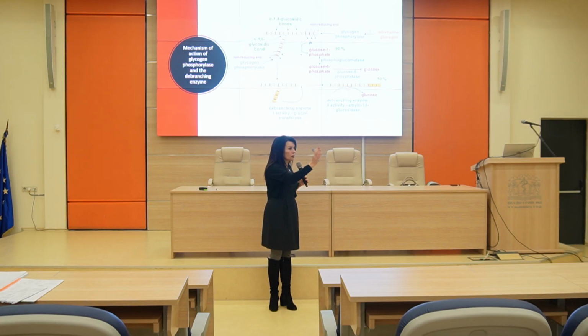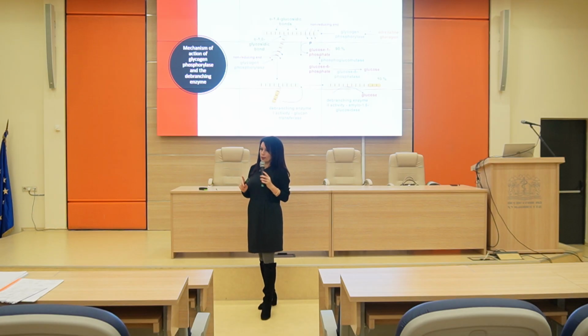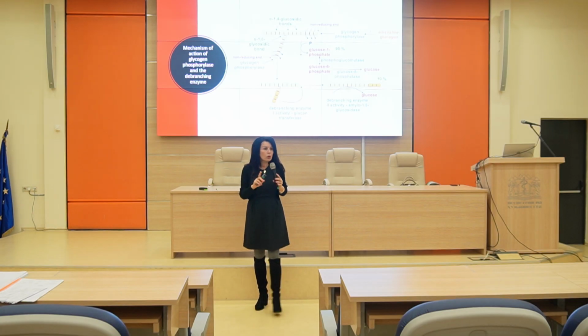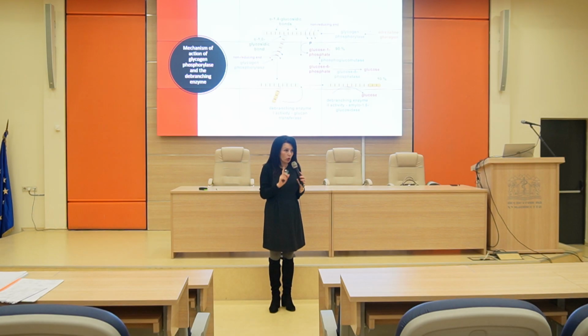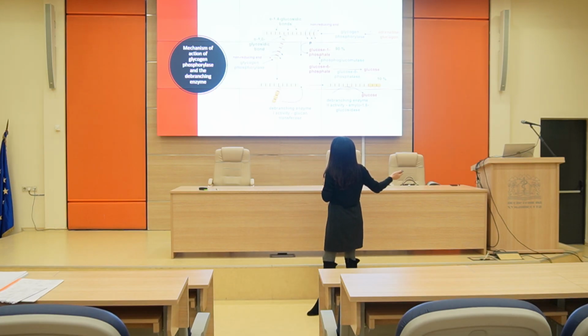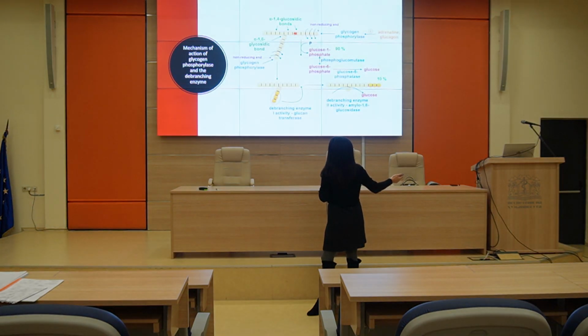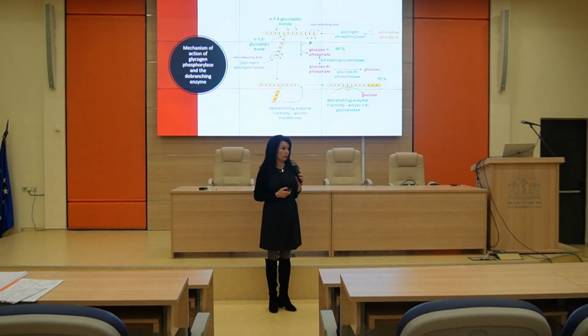Phosphate enters, glucose 1-phosphate is released. The product is glucose 1-phosphate, not free glucose. In 90% of situations, glycogenolysis proceeds this way, by glycogen phosphorylase and glucose 1-phosphate production.